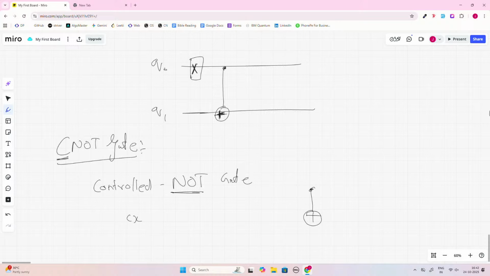CX is the representation of the controlled NOT gate, and the symbol is this one. Okay. So what is the meaning behind this thing? This dot is there, right? This dot is something called the control. Okay. And this plus is an X gate, the X gate symbol. This will be on something called the target.